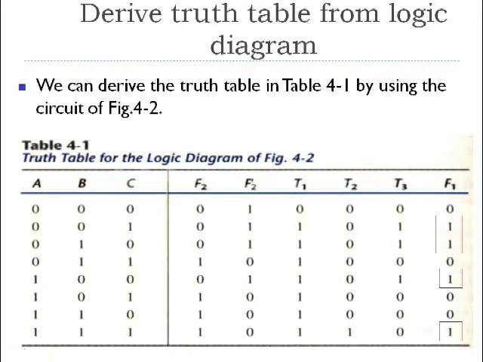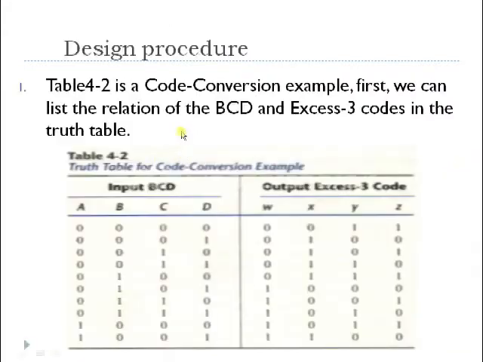Okay, let us take a problem. From the problem, we'll identify the inputs and outputs, and then we'll design a combinational circuit. Here, a code conversion example. First, we can list the relation of the BCD and X3 codes in the truth table.